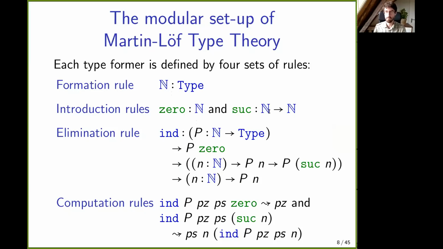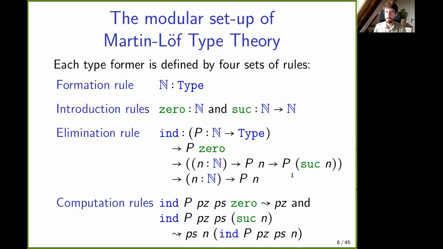Then next we have the elimination rule, which is also known as the induction principle. It says that if we want to prove a property P for any natural number n, then it's sufficient to prove that this property P holds for 0, and also that for all numbers n, if it holds for n, then it also holds for successor n. So this is the usual induction principle for natural numbers.